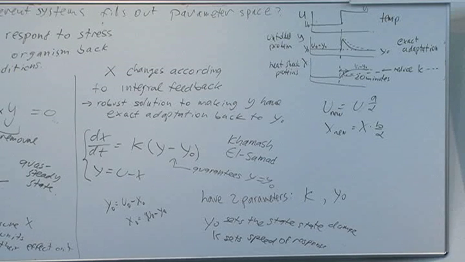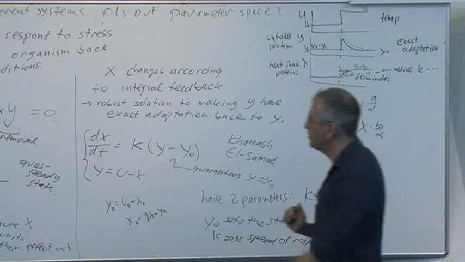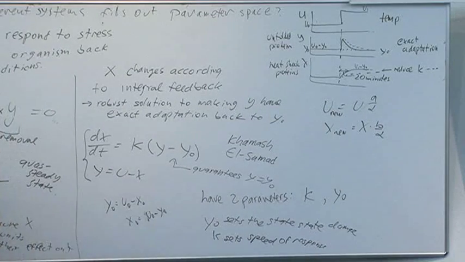y0 controls the baseline. That's our two parameters. That's what I meant to say, how parameters affect the dynamics. And now we're going to draw our morphospace. Any questions about this? If something's not clear, if I didn't explain myself, this is the time to ask, because other people are wondering too.